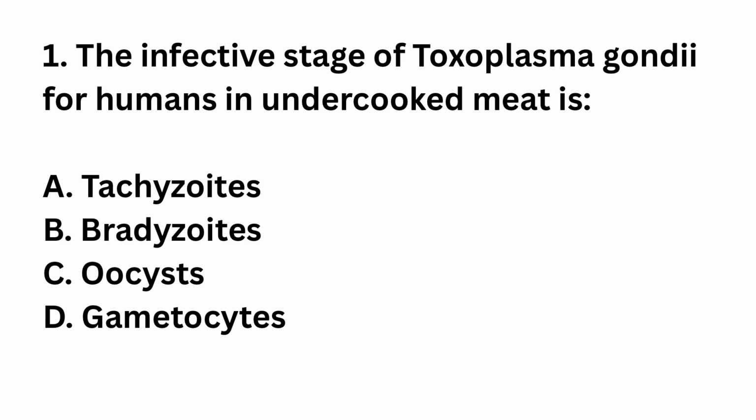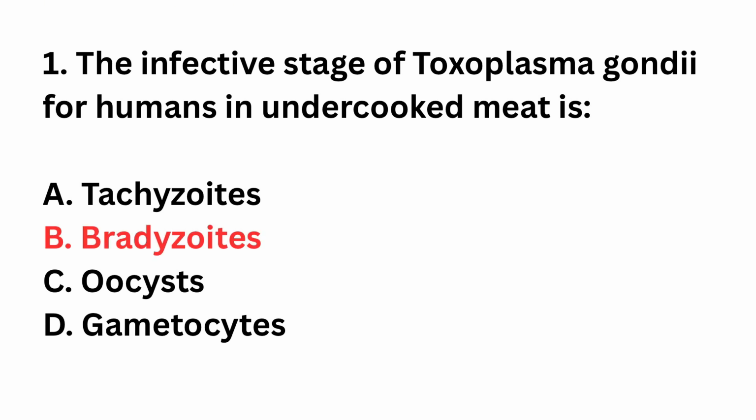Question number 1. The infective stage of Toxoplasma gondii for humans in undercooked meat is tachyzoids, bradyzoids, oocyst, gametocytes. The right answer is option B, bradyzoids. Bradyzoids in tissue cyst survives cooking and infects humans. They establish chronic infection after entering the host tissues.